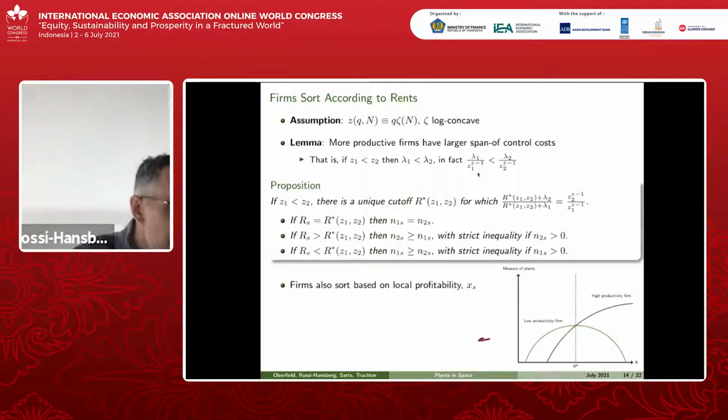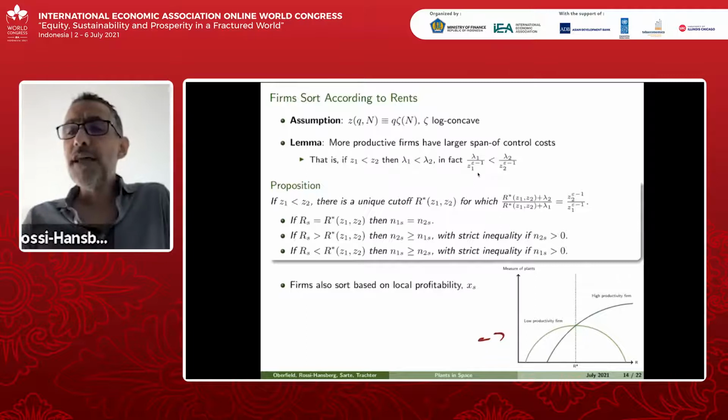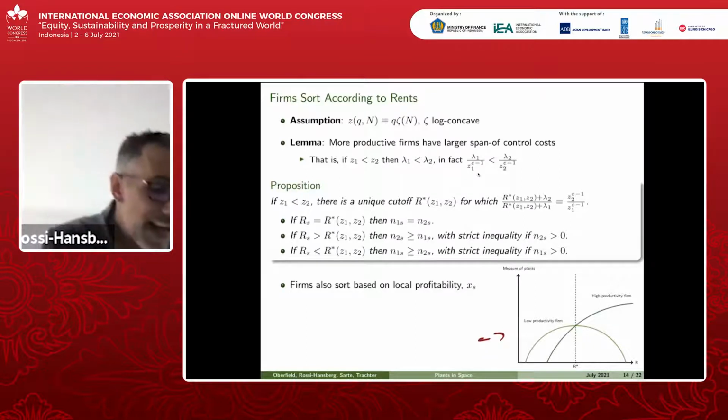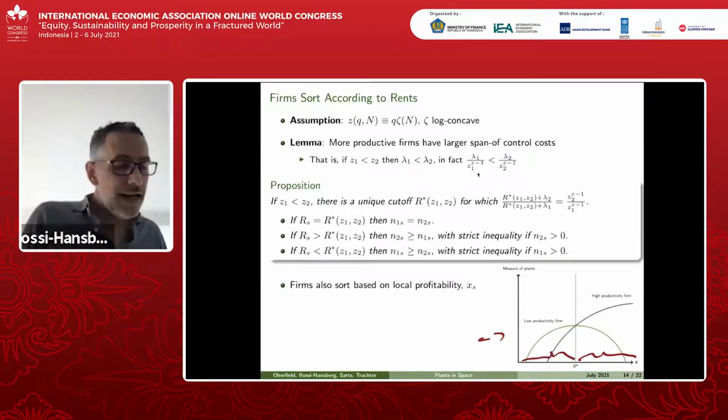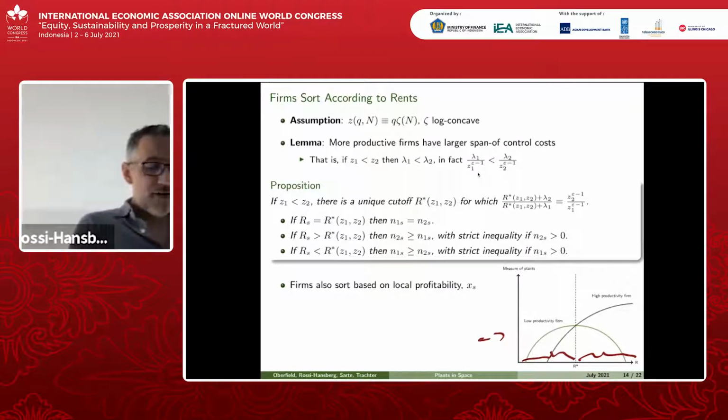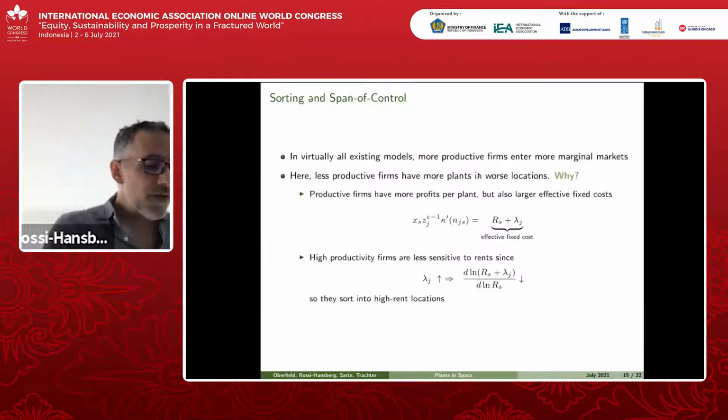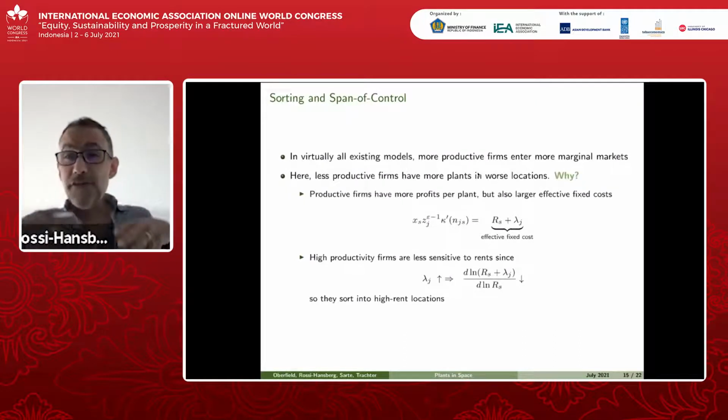And so if you focus on the graph at the bottom here, what's going to happen is that the high productivity firms are going to have a higher lambda, and that's going to imply that they are going to set up more plants in the high rent locations. While the low productivity firm is going to set up more plants in the low rent locations, which are also, in equilibrium, going to be the less dense locations. And so why is that? Why do we get that?